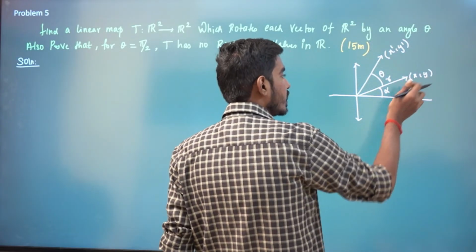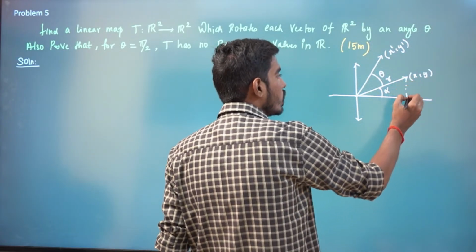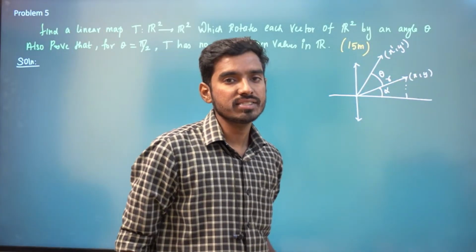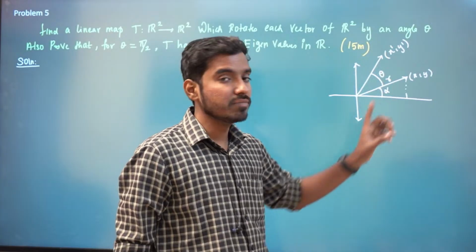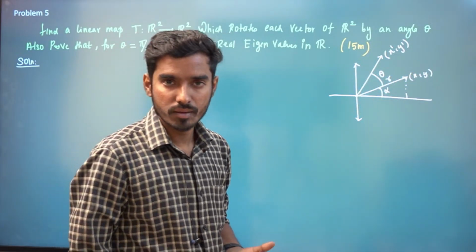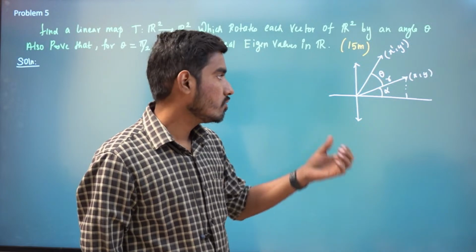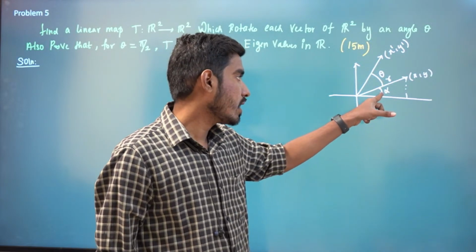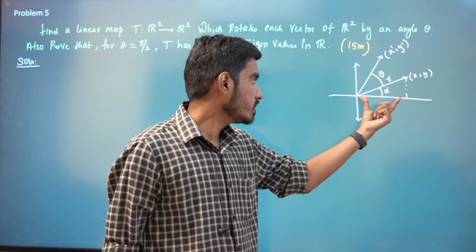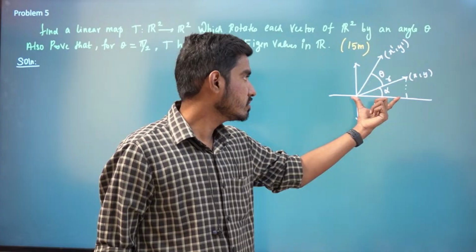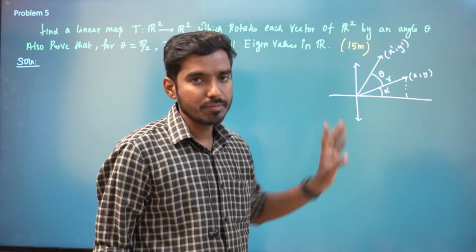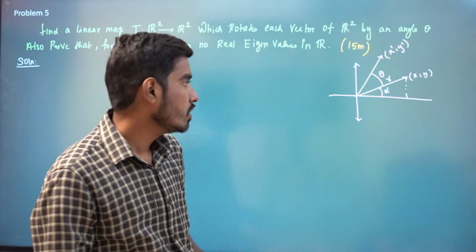Then what about x comma y? What is the coordinate for x comma y? x is nothing but r times cos alpha, and y is r times sin alpha. Basic components, right? Physics. So if this angle is alpha and this distance is r, then this x length is r times cos alpha, and this is r times sin alpha, right?